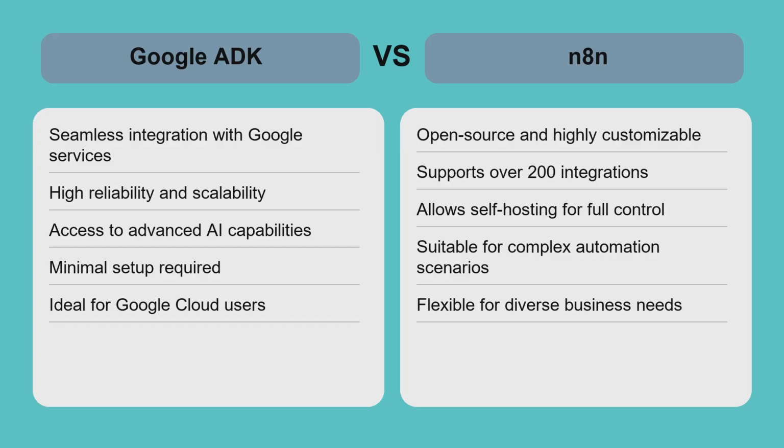For example, a marketing team using Google Workspace might prefer Google ADK for its simplicity and reliability, while a startup with varied software tools would benefit from n8n's extensibility and control. Choosing between them depends on your existing infrastructure and how much customization you require.